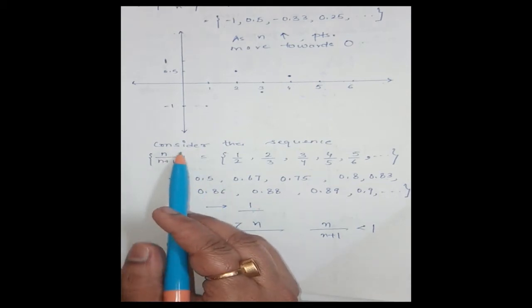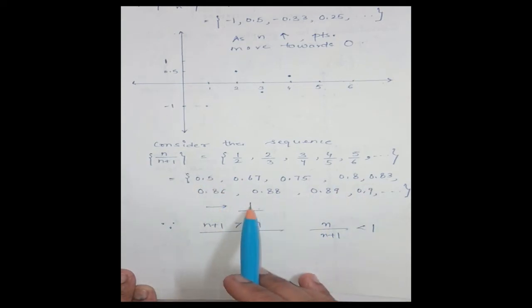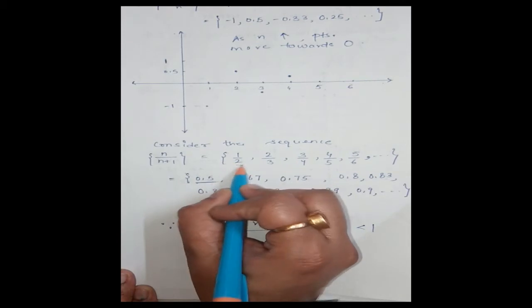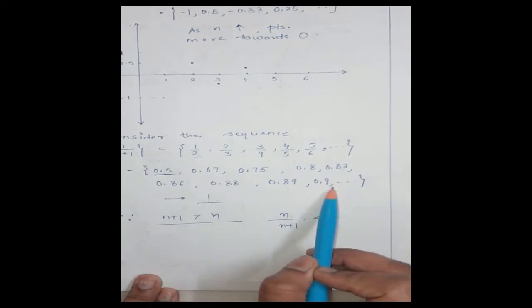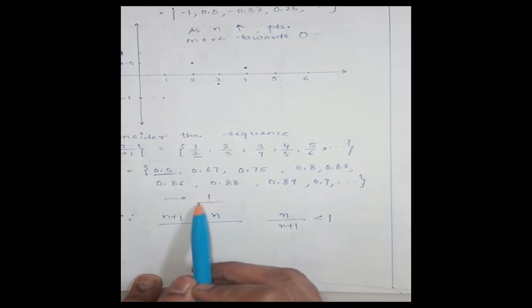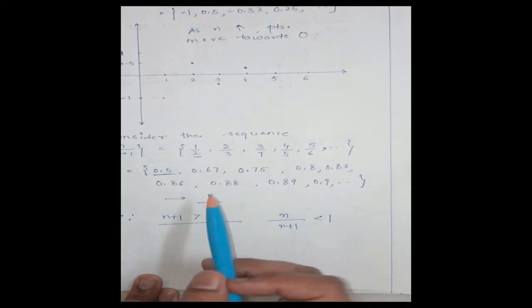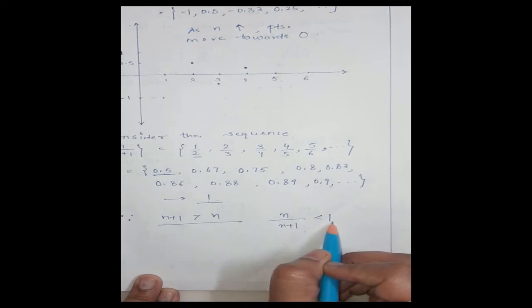Since here the nth term is n by n plus 1, the sequence will tend to 1. The first term was 0.5, then gradually it moves towards 1, 0.9, and so on. It is gradually moving towards the number 1, but at no point will it be more than 1, since n by n plus 1 is less than 1.